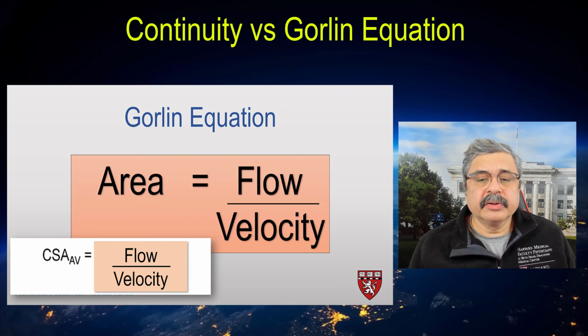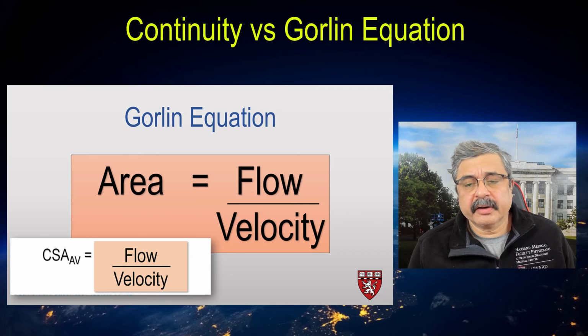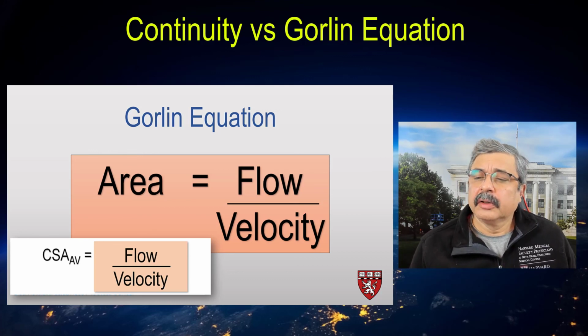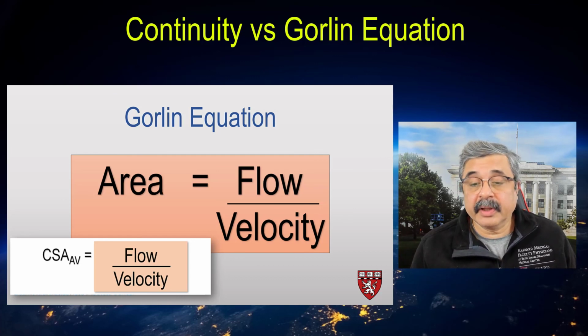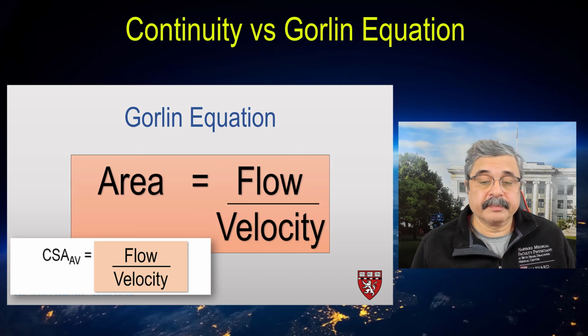And it has been shown that for any given area in a pulse duplicator and in vitro model, the Gorlin equation with incorporation of contraction coefficient provides an area 1 to 2% greater than the continuity equation. Also, both are flow dependent, therefore with increasing flow and pressure, there is a linear increase in the calculated valve area, about 20% for aortic valve and 35% for mitral valve, implying that they measure the effective orifice area and not the geometric orifice area.